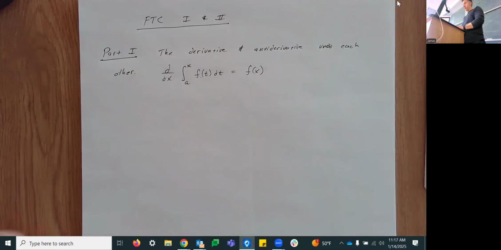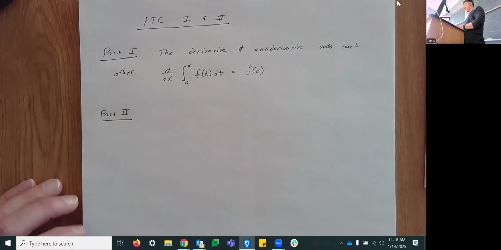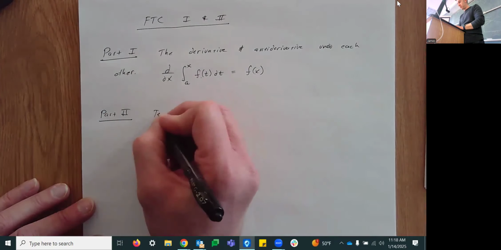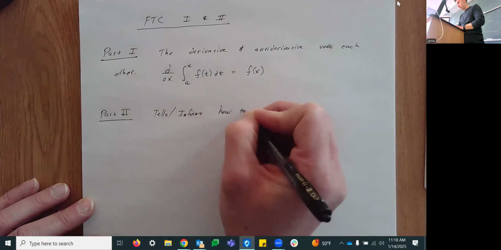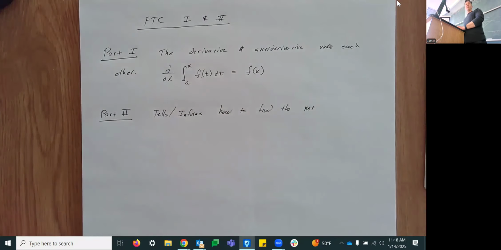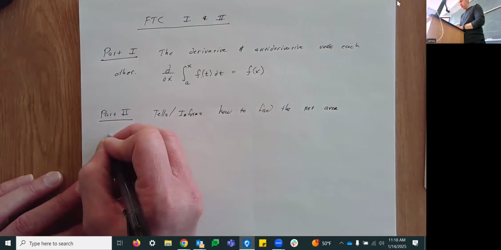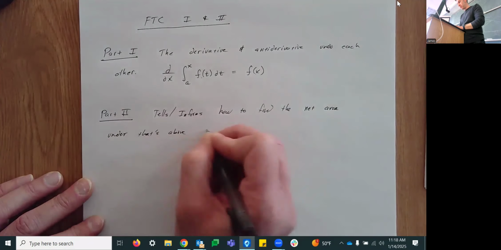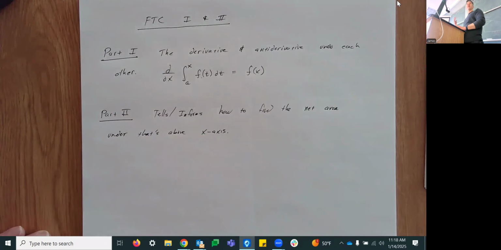Right, that's part 1. Part 2, which is also referred to as the evaluation theorem, tells us how to find the area under a curve. So it informs how to find, I really should say the net, or I think you called it in class the algebraic area, the net area under the curve that's above the x-axis. Or in other words, area that's above the x-axis is counted as positive, area that's under the x-axis is counted as negative.